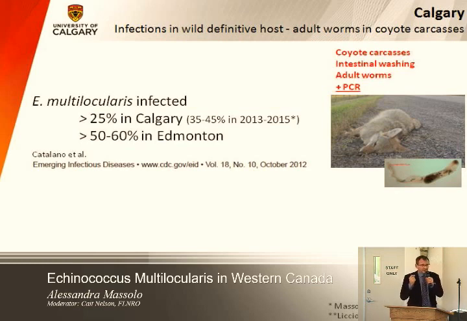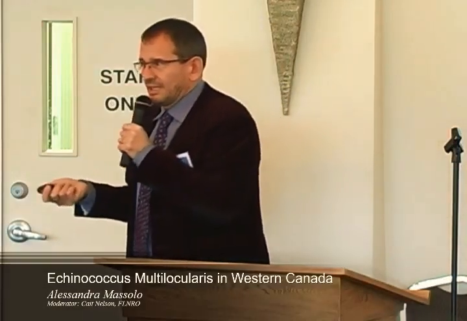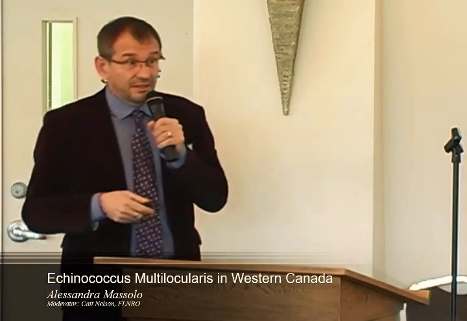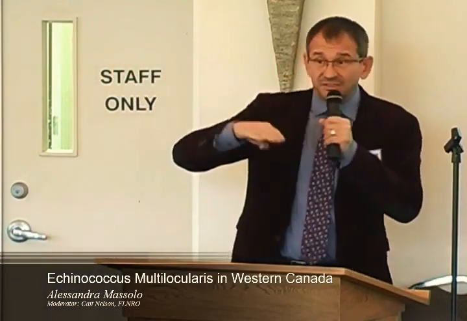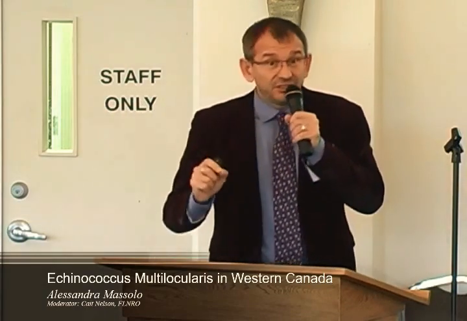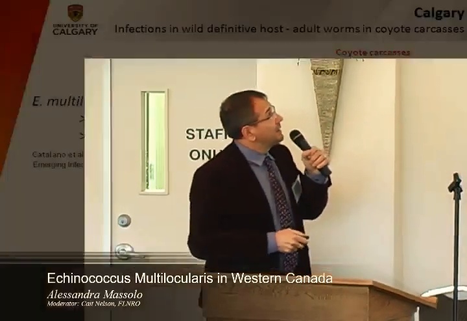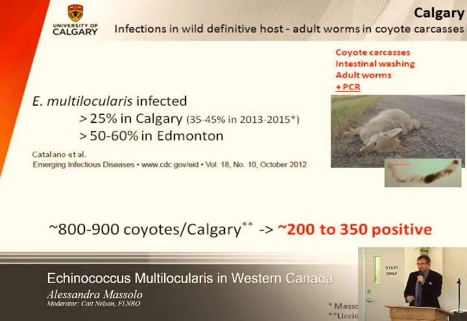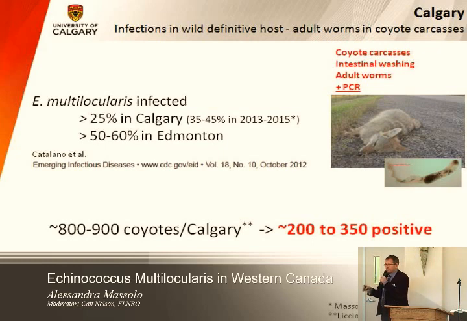But then when we started considering that this was relevant, we developed better techniques, and this estimate went up to 40, 45, 50%. The first estimate was based on only 91 coyotes, but we have since collected more than 300 coyotes. The estimate of prevalence has stabilized around 45% in the city, and 72% in mangy coyotes, okay? So when you think about 800, 900 coyotes in the city of Calgary, those estimates give you the idea that about 200 or 300 coyotes are shedding Echinococcus multilocularis in the city at any time.